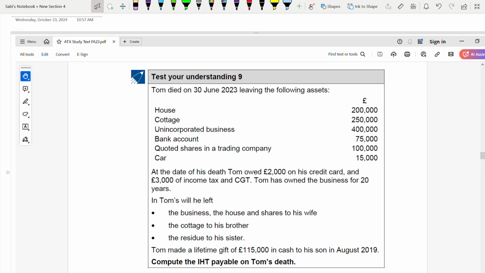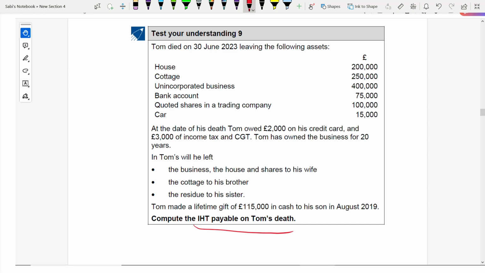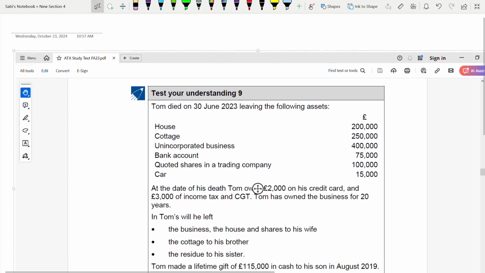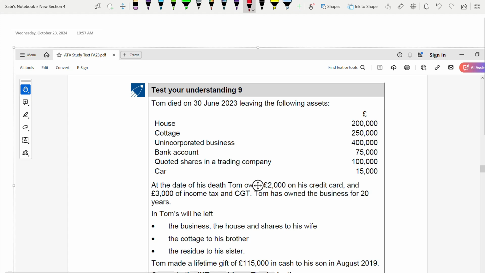Test your understanding 9. You have to calculate IHT payable on Tom's death. Here he has some assets: house, cottage, unincorporated business, bank account, quoted shares in a trading company, and car. Remember, none of them are exempt for IHT, but two things are highlighted: the unincorporated business and the quoted shares in a trading company. You might get BPR on those.